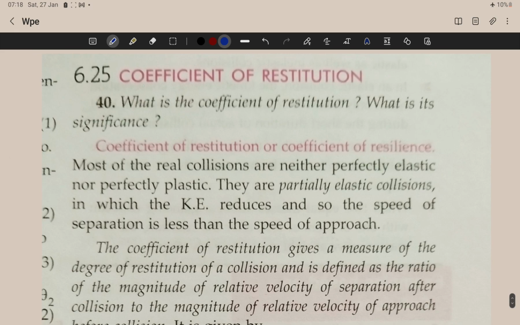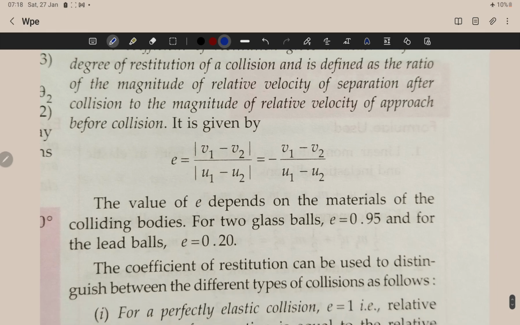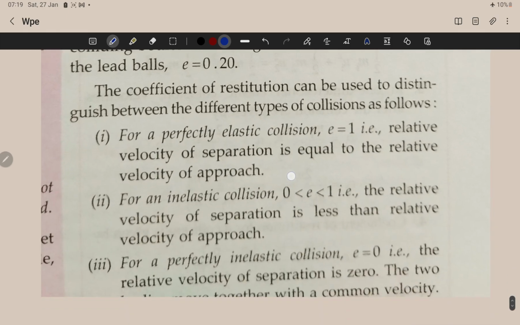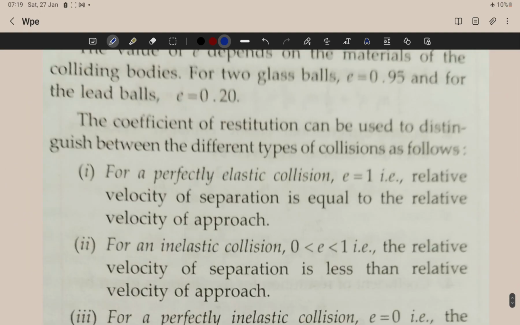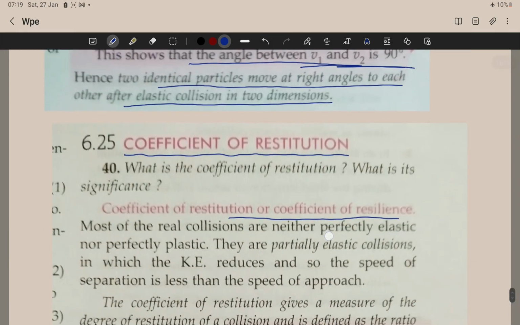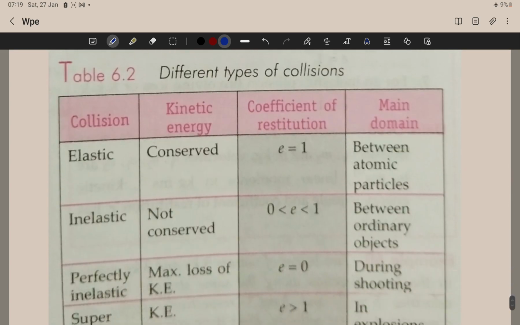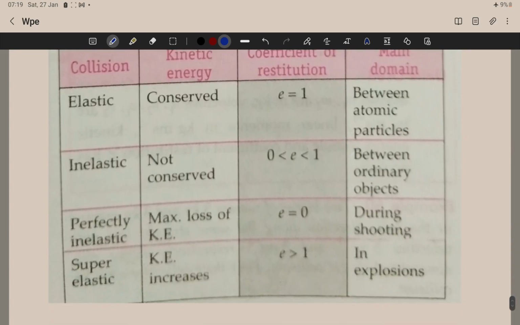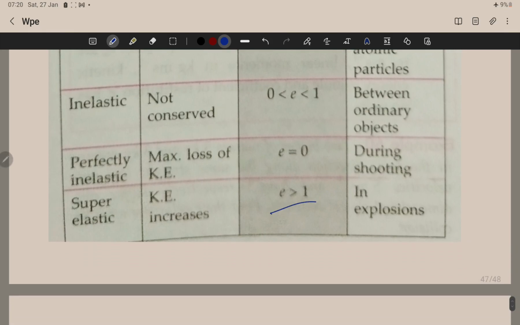The next topic is the coefficient of restitution. It is not given in the NCERT, therefore I do not cover it, but I have provided it in your notes, so you can see it from your notes. Nothing difficult in that. Then there are different types of collision: elastic, inelastic, perfectly inelastic, and one more, the super collision.